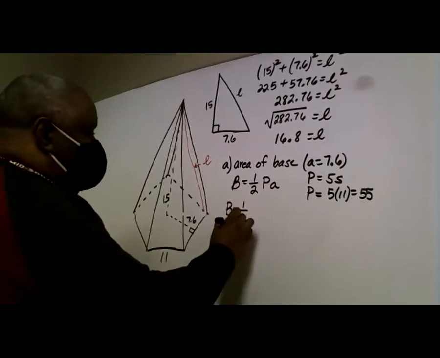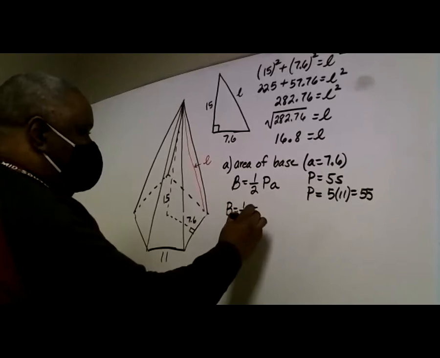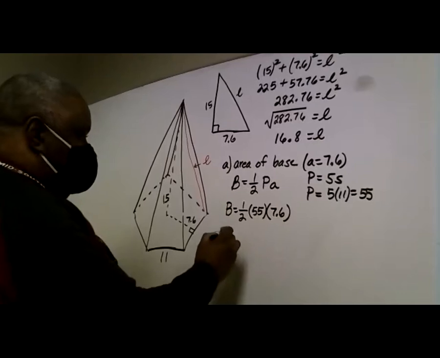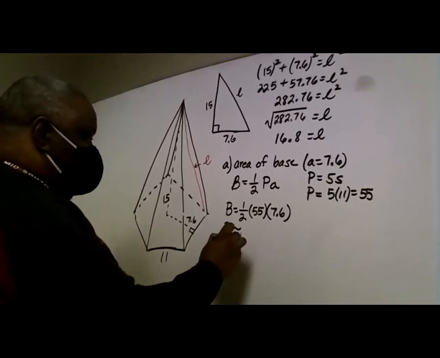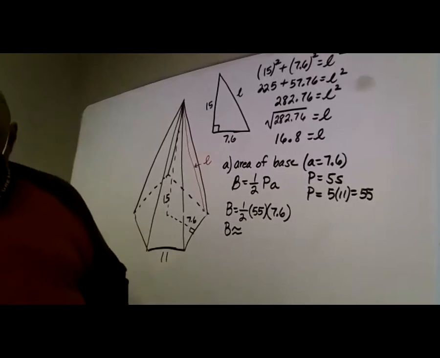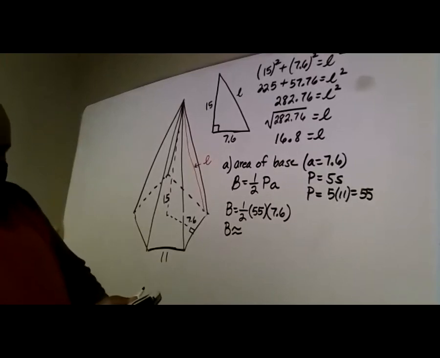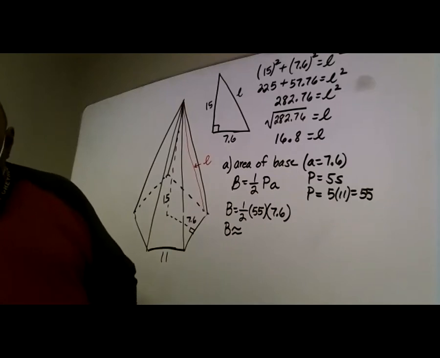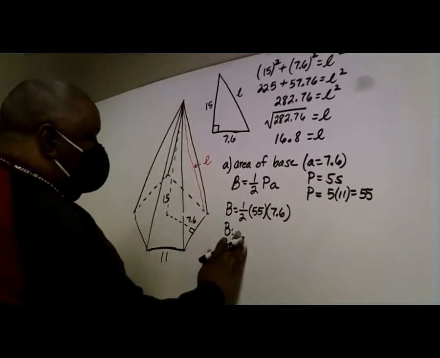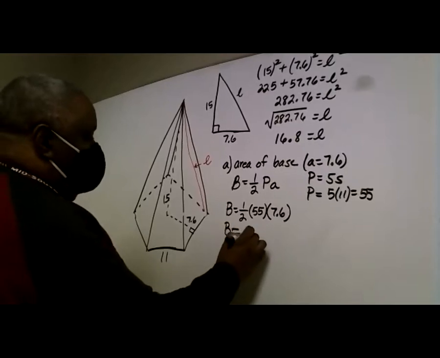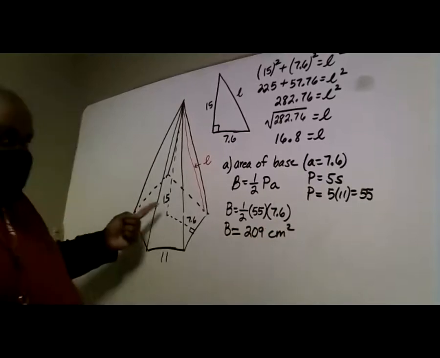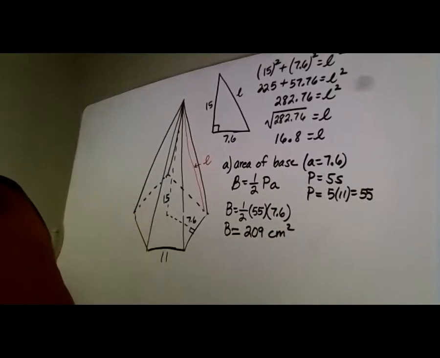So the area of the base is 1/2 the perimeter of 55 times the apothem of 7.6. So this is going to be exactly 209. And this is in square centimeters. So that represents the area of this space down here, 209 square centimeters.